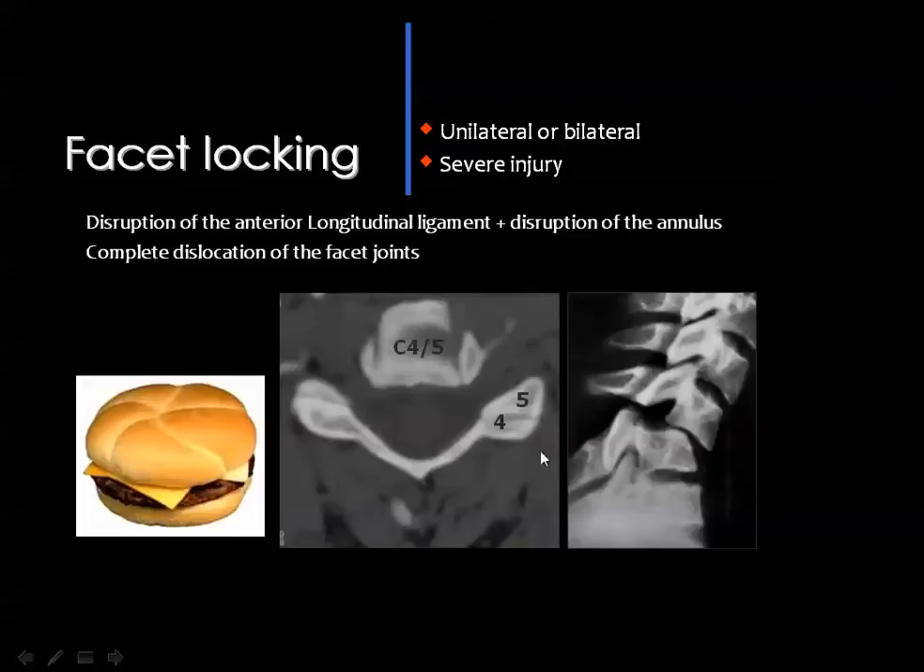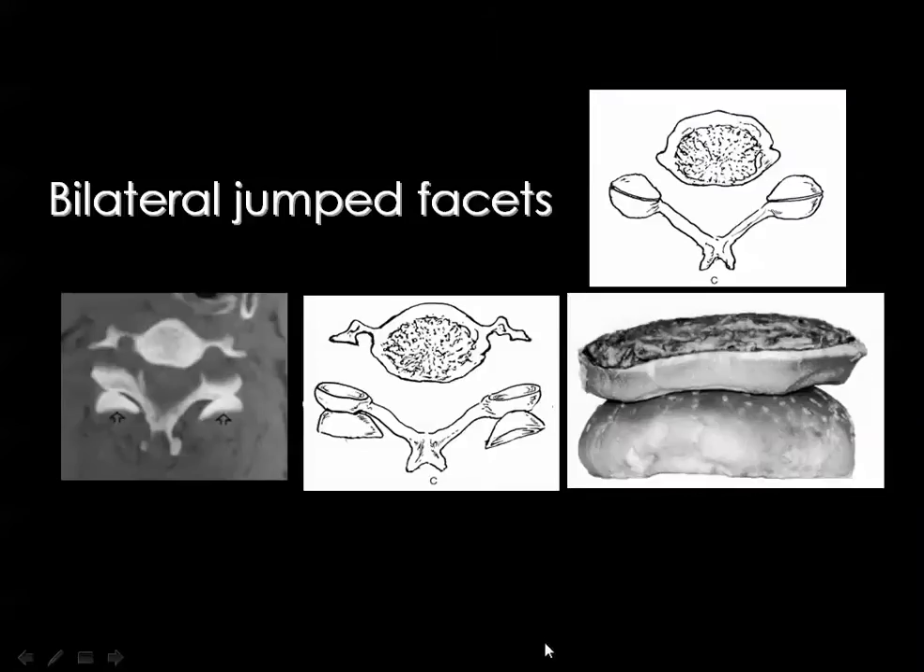And in the axial image, you can see the facet joint, which is almost similar to a sandwich of hamburger. This is the articular facet of C5, and this is the articular facet of C4. And you know, the articular facet of the vertebra above should be posterior to the articular facet of the vertebra below. This is the normal relation. This is the normal appearance of the facet in the axial image.